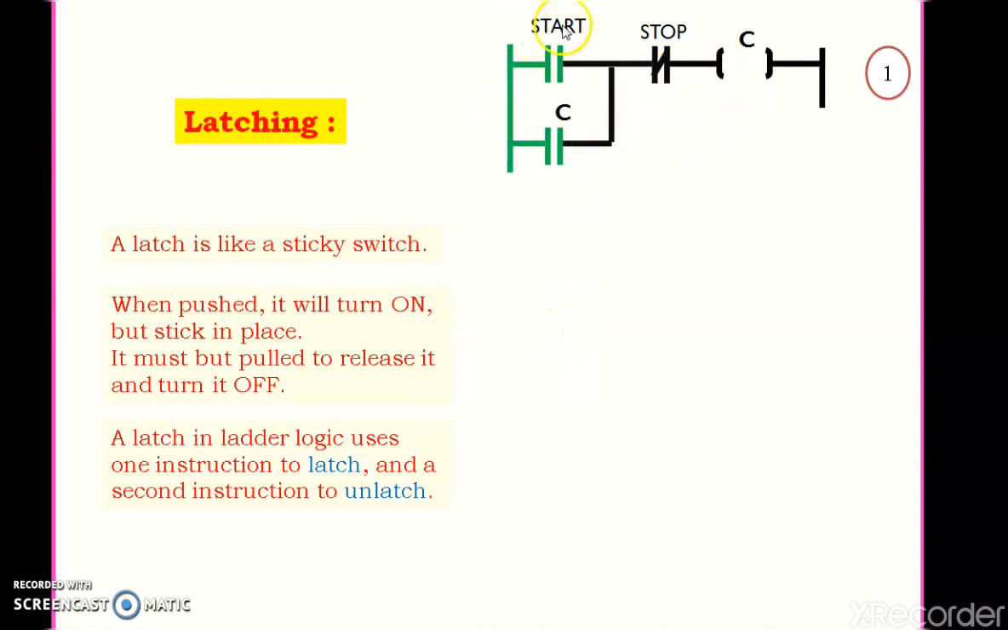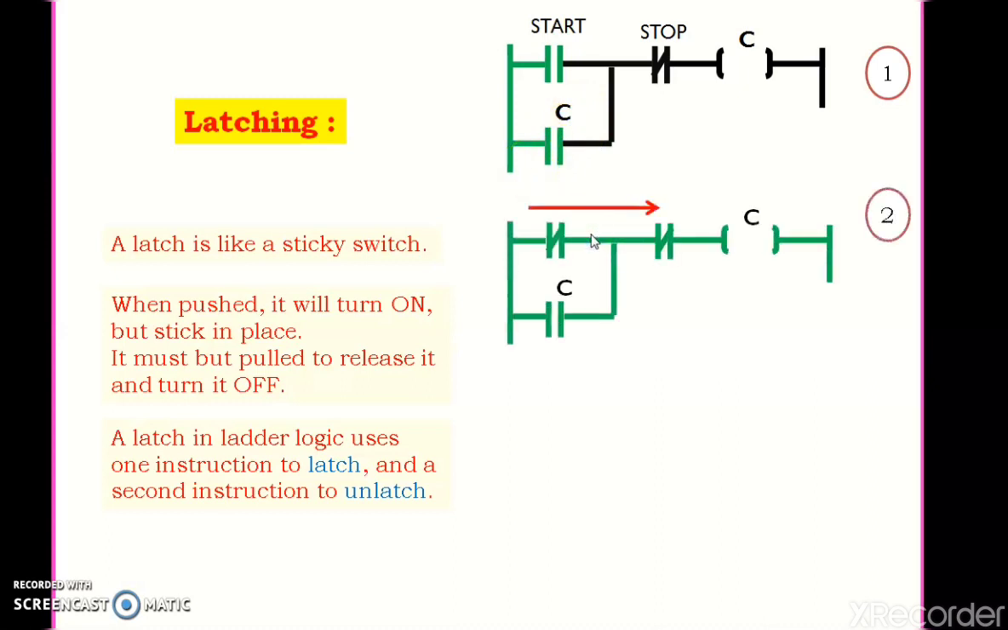When the start button is pushed, it will energize the coil. To get energized means to change position. Wherever this coil is used as a switch, it will get energized. Means this C switch will get closed.